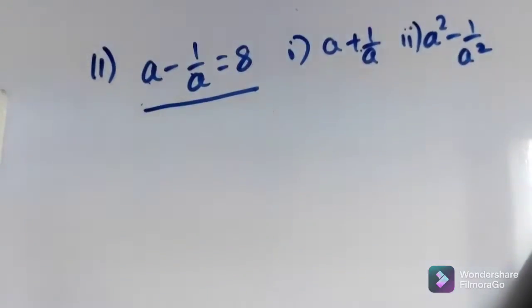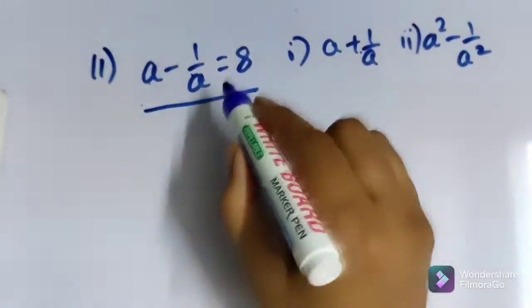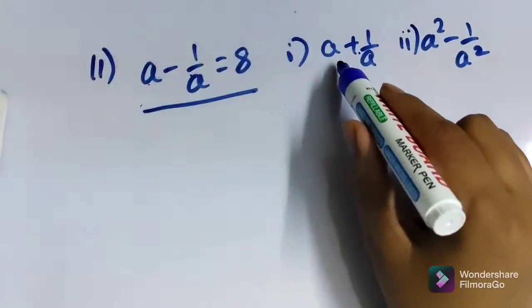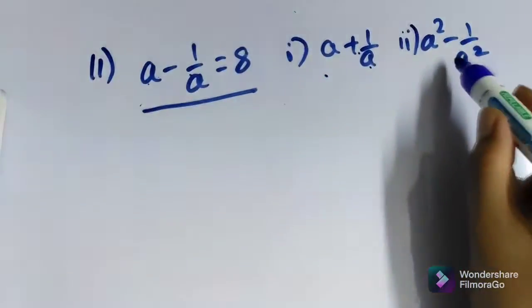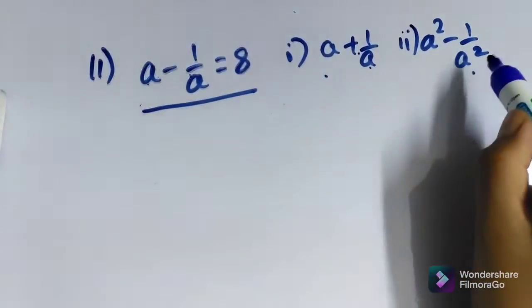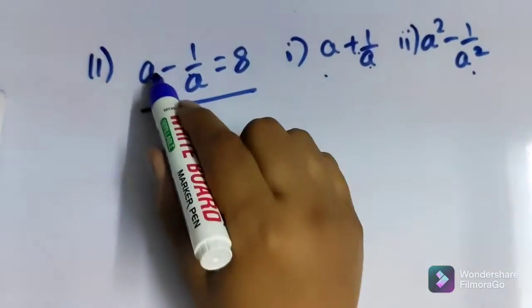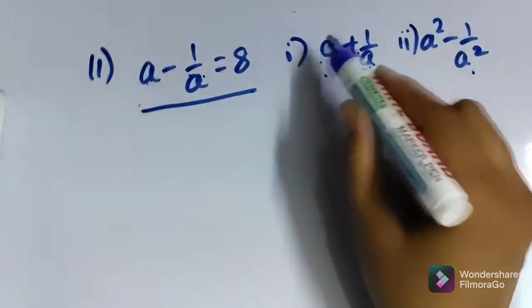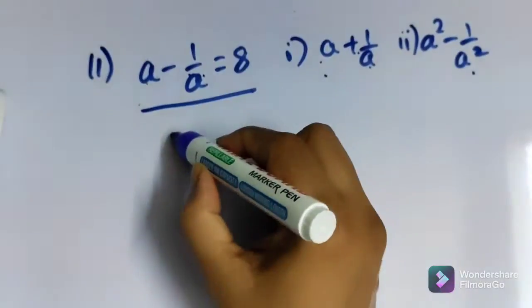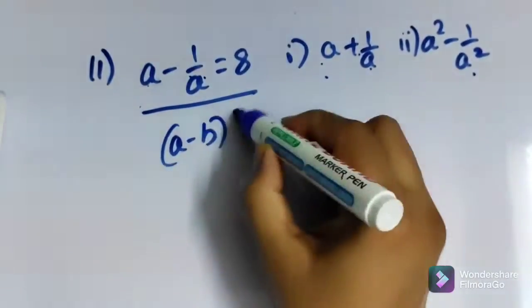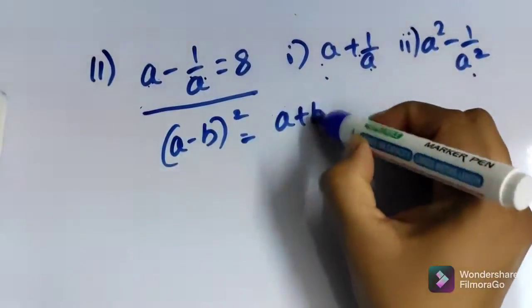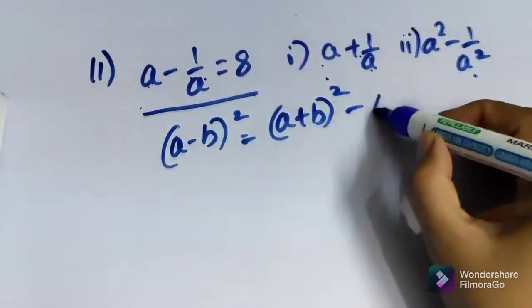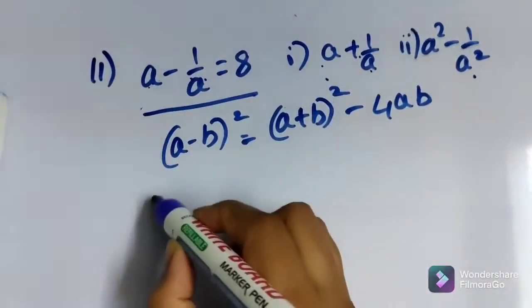So let's do the 11th main now. A minus 1 by a is given as 8 and we are supposed to find the value of a plus 1 by a and a square minus 1 by a square. So we have seen in the previous examples, when we have a minus b and are supposed to find a plus b, we have this formula: a minus b whole square is equal to a plus b whole square minus 4ab. Same formula we will apply here.